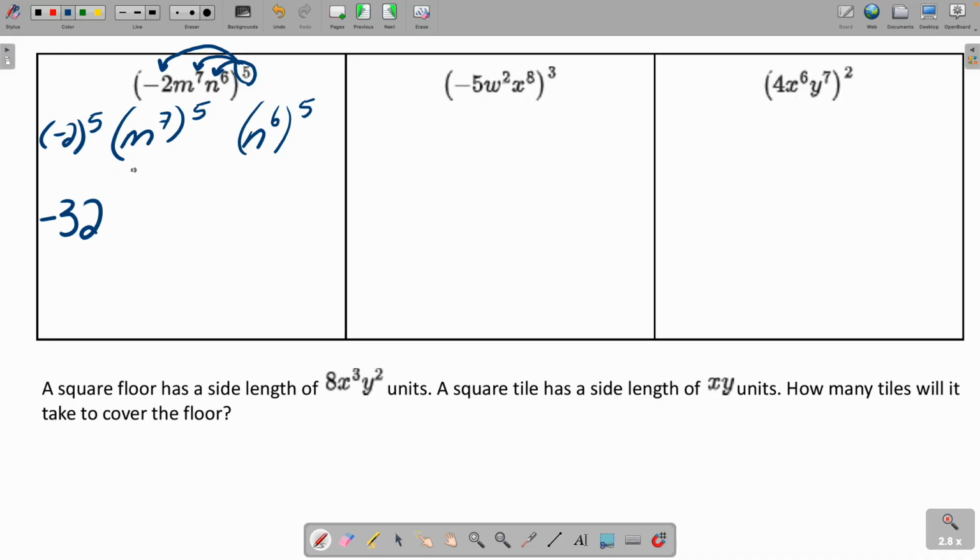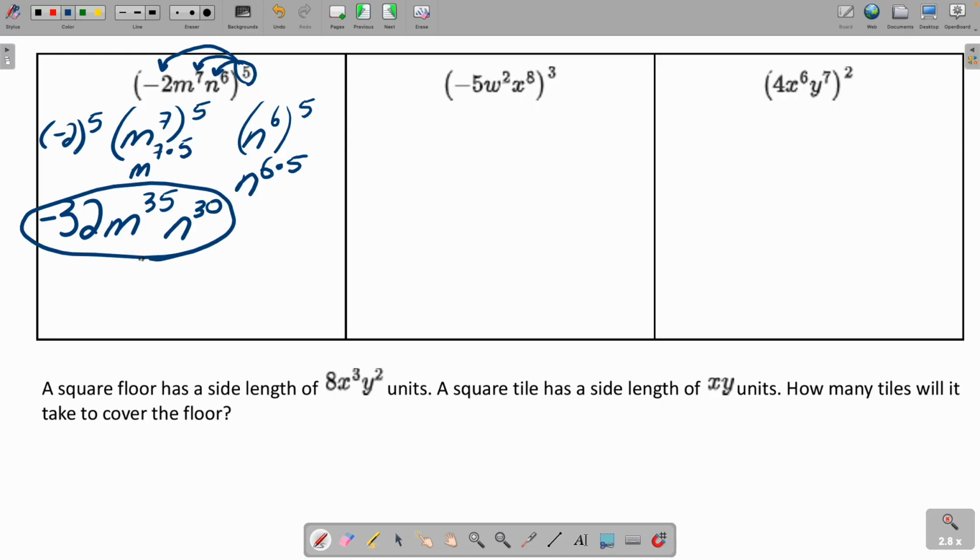For our m here, we have to multiply our exponents, so 7 times 5. 7 times 5 is 35, so this will be m to the 35th. Then we're going to do the same thing for our n. We have it raised to the 6th, then being raised to the 5th, so we multiply 6 and 5, which will get us 30. So this would be n to the 30th. Once we've simplified, that's going to be our answer.